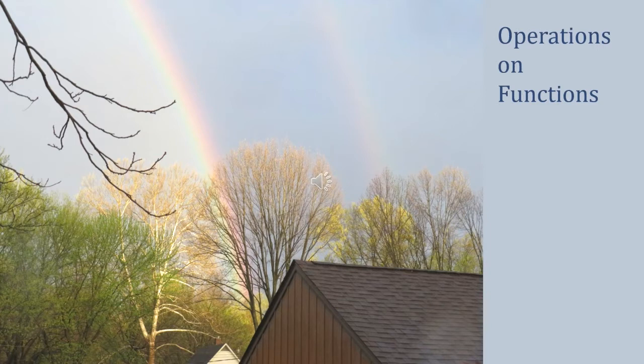We're going to look at operations on functions. That is what you need to pay attention to if you're going to add, subtract, multiply, or divide functions. Here we have two rainbows and they're sort of parallel to each other. So you could consider one of the rainbows as a constant function added to the other rainbow.